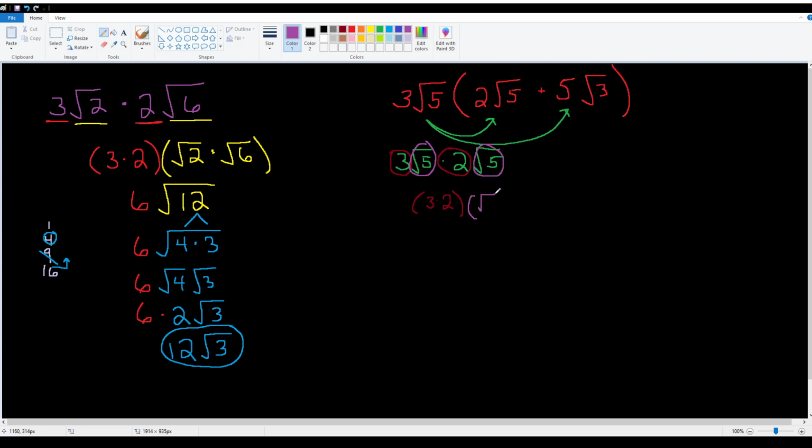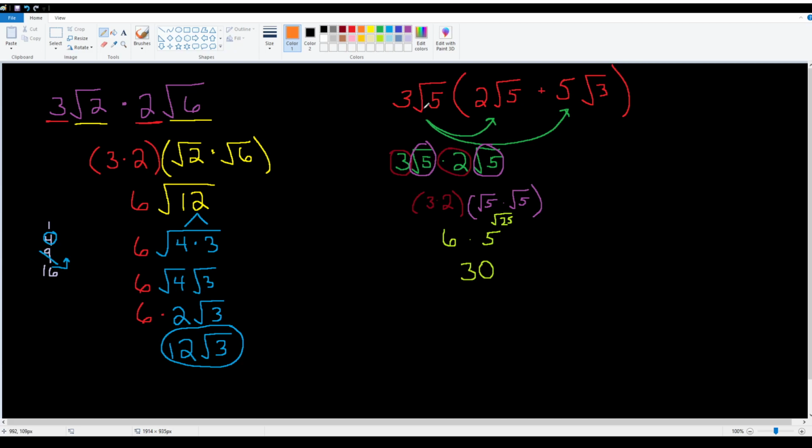And that's going to be square root of 5 times square root of 5. So 3 times 2 becomes 6. And now square root of 5 times the square root of 5 is technically the square root of 25. But we know that the square root of 25 is just 5. So really it's 6 times 5, but we know that 6 times 5 is 30. So that's going to be this first half of this.